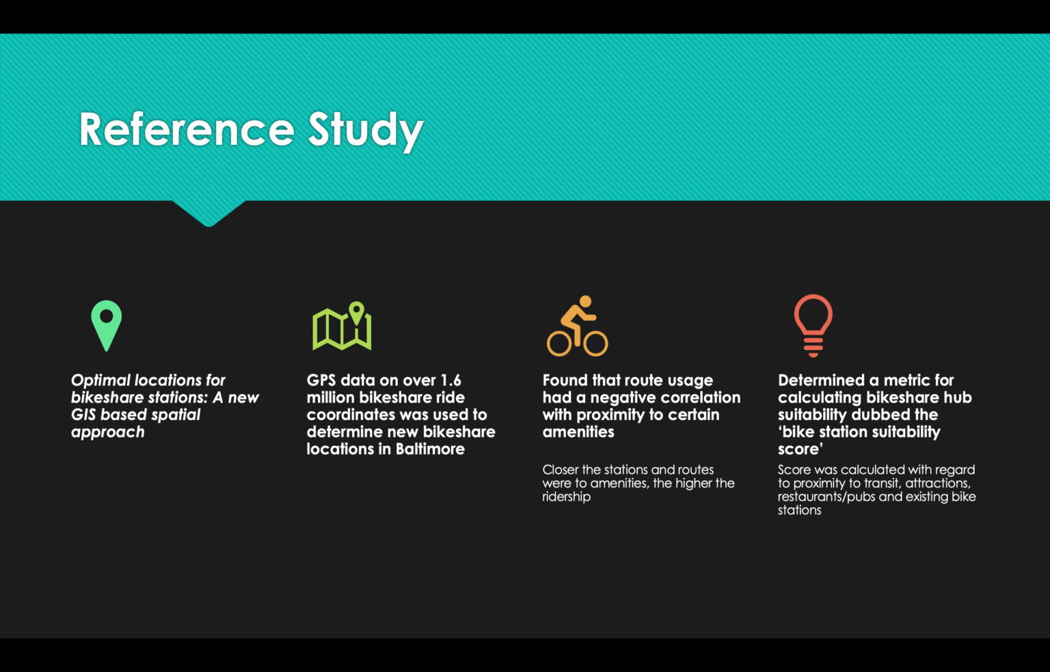The study found that route usage had a negative correlation with proximity to certain amenities. What this meant was the closer the stations and routes were to amenities, the higher the ridership. The study determined a metric for calculating bike share hub suitability dubbed the Bike Station Suitability Score, and this score was calculated with regard to proximity to transit, attractions, restaurants, pubs, and existing bike stations.